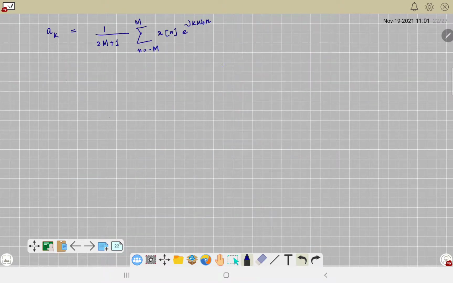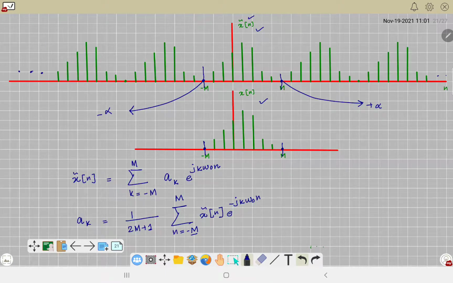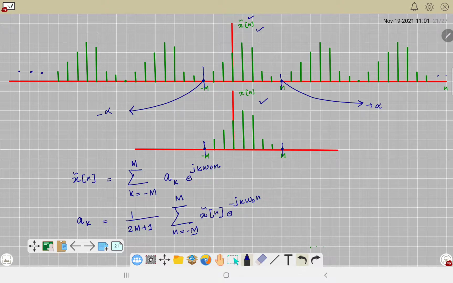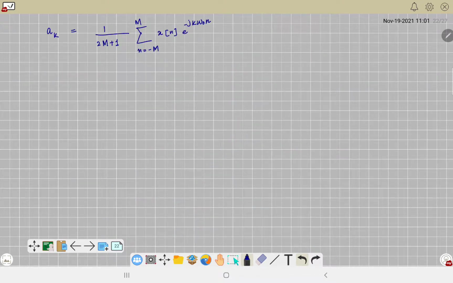Then again, since we have now x of n, in general x of n is non-periodic, but we can assume it as a periodic signal if we change the limits from minus infinity to plus infinity. We used a similar approach in the continuous time case. So what I'm doing here is assuming x of n is a periodic signal but with an infinite period. So again, with that change, the expression will look something like this: n is equivalent to minus infinity to plus infinity, right?